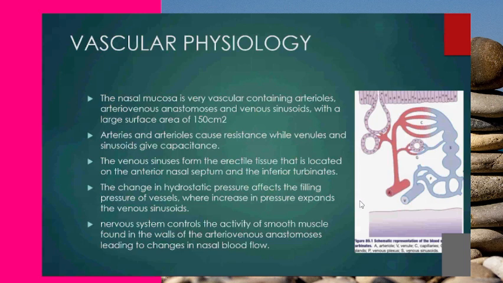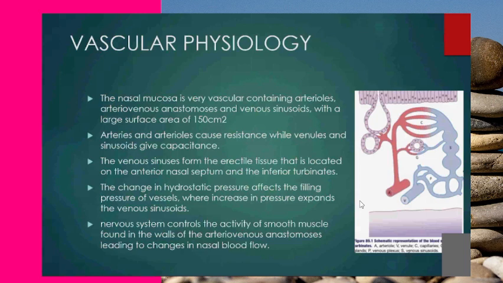So these venous sinuses form an erectile tissue. It's located in the anterior nasal septum and the inferior turbinates. That's what I'm saying. And this change in the hydrostatic pressure affects the filling pressure of the vessels, where an increase in pressure expands the venous sinusoids.